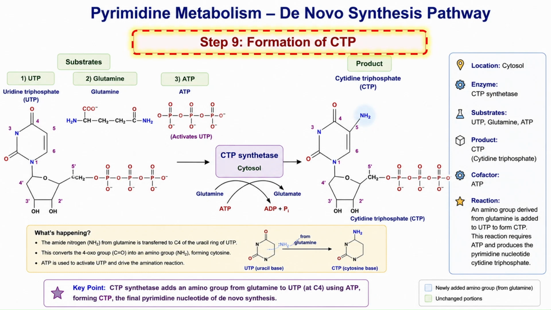In this reaction, the oxygen atom at the fourth position of the UTP is replaced by an amino group derived from the glutamine. ATP provides the energy required for the amination reaction. So the important chemical change here is the conversion of the uracil ring into a cytosine ring by the addition of nitrogen, ultimately resulting in the formation of cytidine triphosphate, CTP.